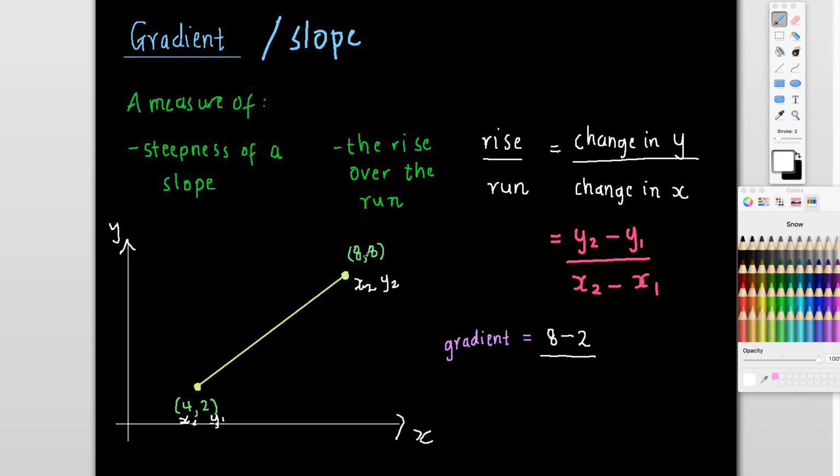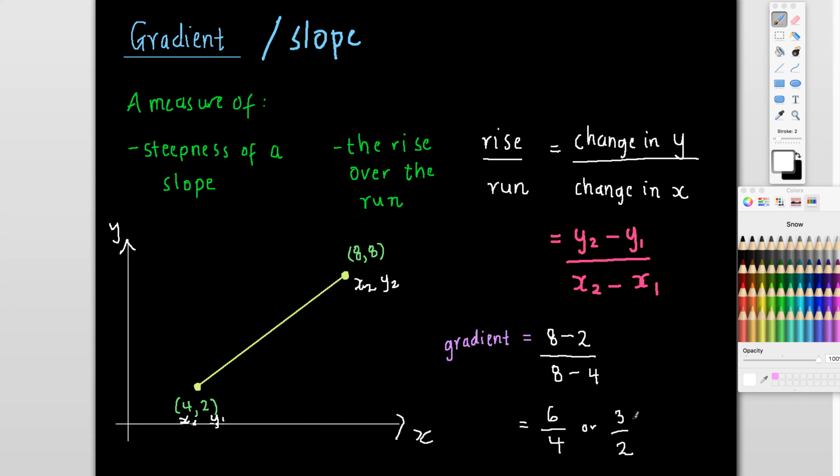And the change in the x's is going to be 8 minus 4. And then we'll evaluate that. So that's going to be 6 over 4, or when you simplify that, 3 over 2. What this is saying is that for every 3 units that you move up on the y values, you will move across 2 values to get back to your line. For every 2 values that the line is changing in terms of x, the line is rising by 3.